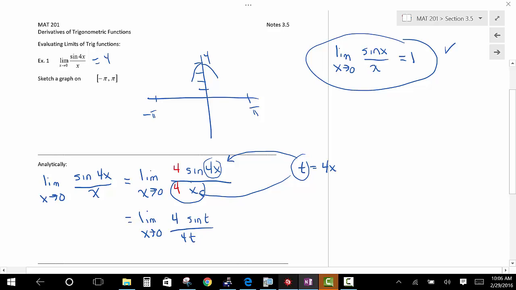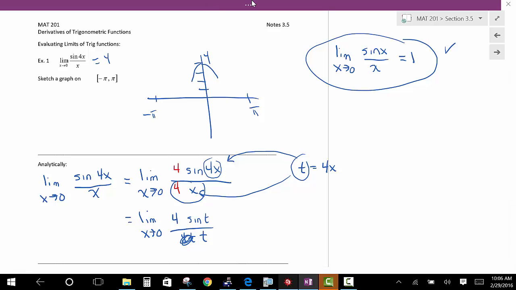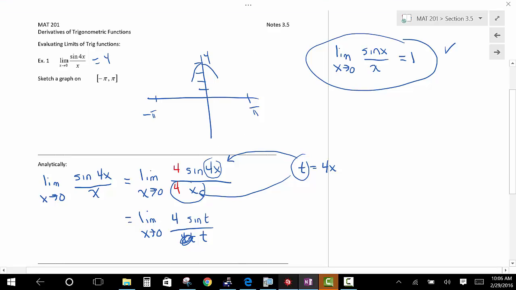And you might begin to kind of see, not 4t, just t. That whole thing right there is t. So it gives you that. Okay? What I did is I replaced the 4x with t. Okay, does that look okay? You guys see what I'm doing?